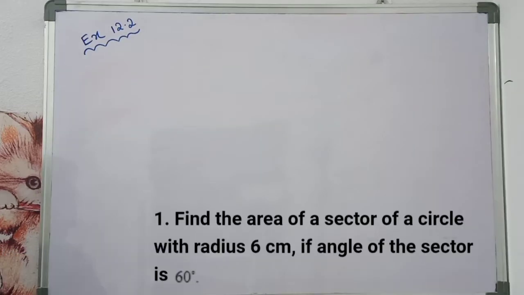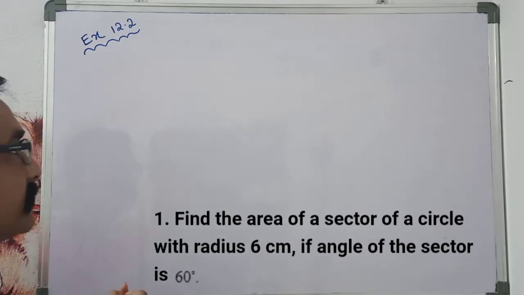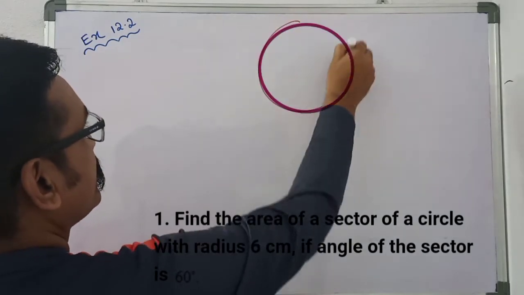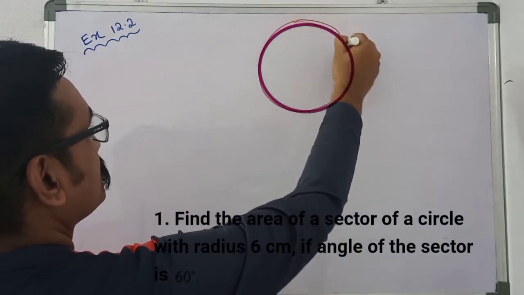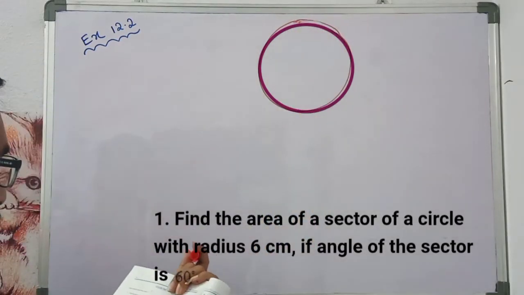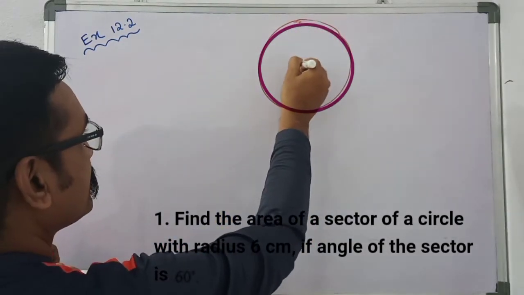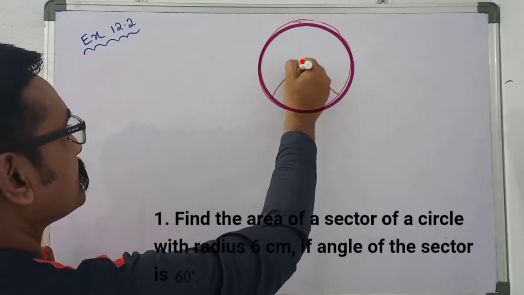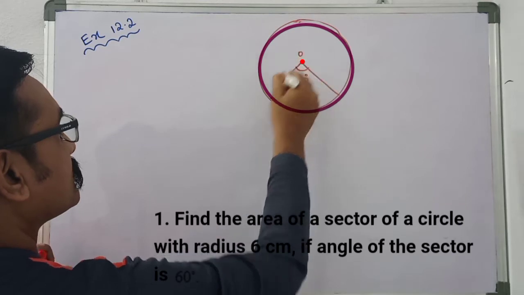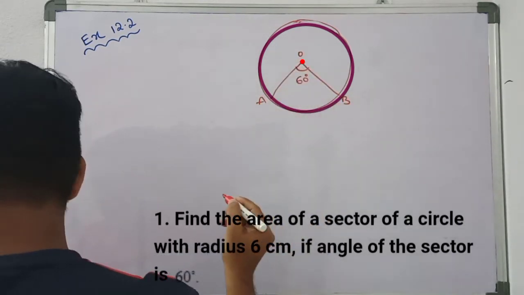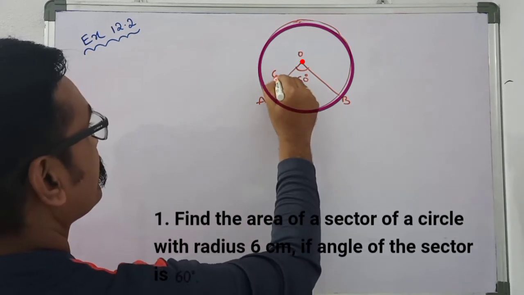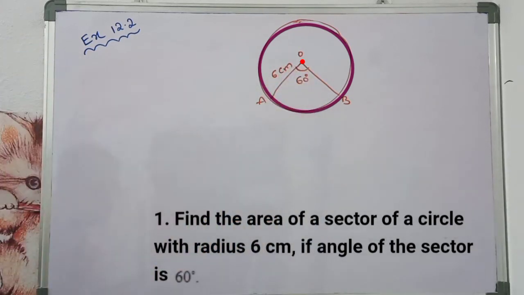Find the area of a sector of a circle with radius 6 centimeters if the angle of the sector is 60 degrees. First, what is meant by a sector? You can take the sector here. We have to find the area of this sector. The angle at the center is 60 degrees and the radius is 6 centimeters. This is question number 1 in exercise 12.2.